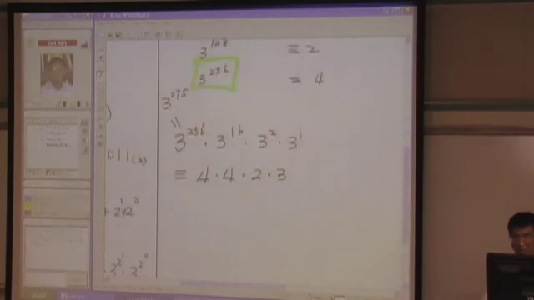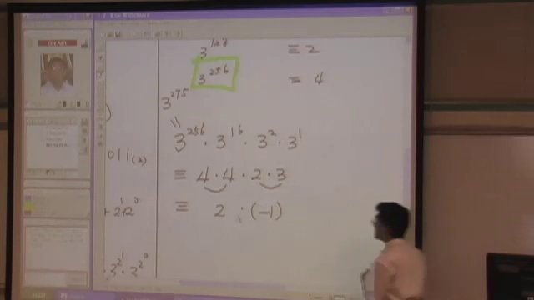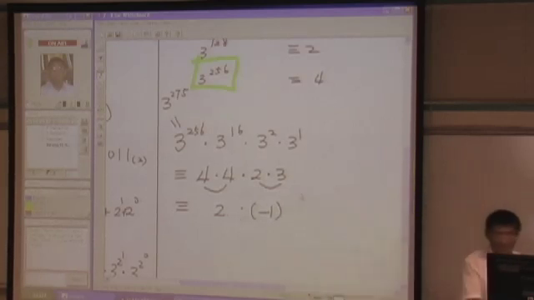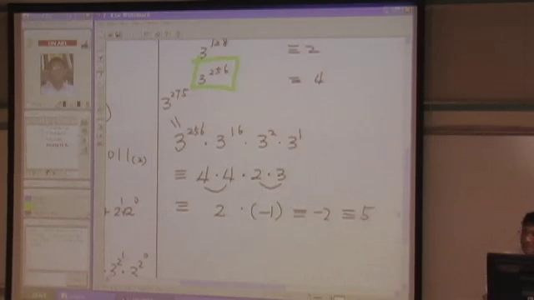Then I will show you. 4 times 4 is already handled by the number, right? 2. And then 2 times 3 is 6. 6 is congruent to negative 1, right? 6 and negative 1 are the same. Then the answer is congruent to negative 2. Negative 2 is congruent to what? 5. So I finished it. Yes?